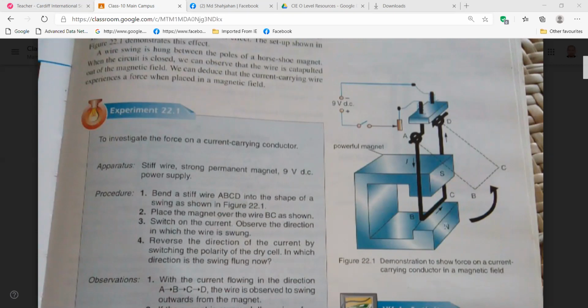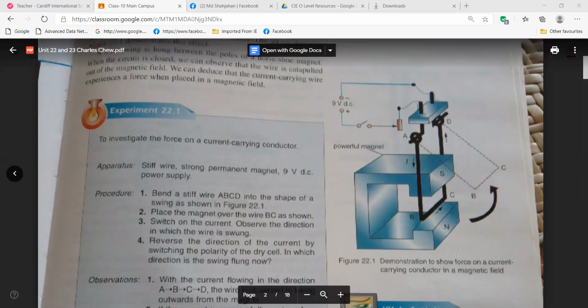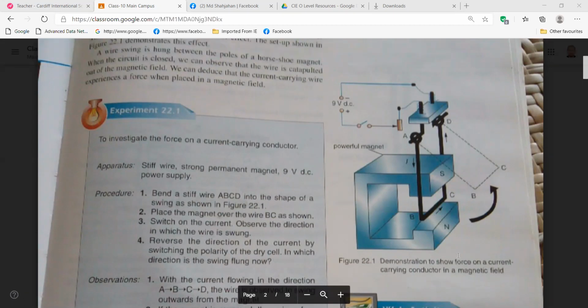Now look, we are applying the Fleming's left-hand rule here. My question was, what is the direction of magnetic field here? Someone told me it is downwards. Who told me downwards? Yakin, you told me downwards.